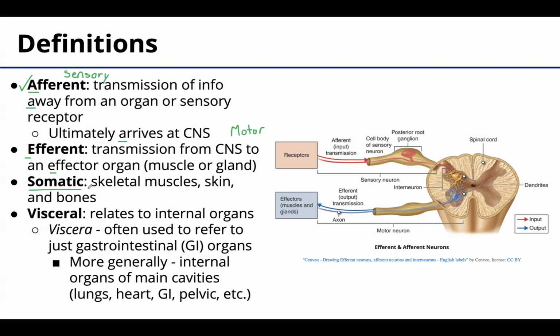Now, there are at least two categories of afferent and efferent fibers, and they are either somatic or visceral. Somatic means of the body. So somatic fibers will have something to do with skeletal muscle or the skin, bones, etc. These are typically voluntary or conscious. Visceral relates to internal organs. So organs that reside in those main body cavities, such as the heart, the lungs, the majority of the gastrointestinal system, pelvic organs, etc. The term viscera is sometimes used to just refer to organs of the GI system, so that gut tube, but in this scenario, visceral pertains to all of those internal organs.